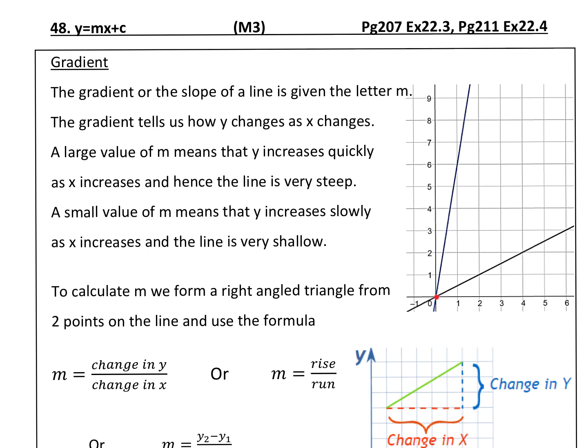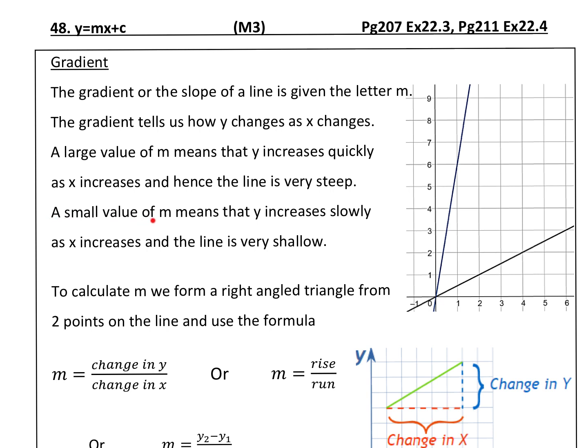If we increase the x value by 1, if we go 1 across, you can see we go up by 6 on the y. If we go 1 across, we go up another 6. So because the y is going up so quickly as the x changes, that makes the graph steep.